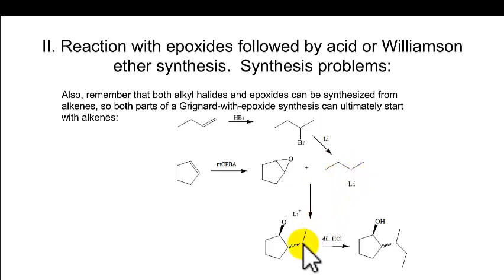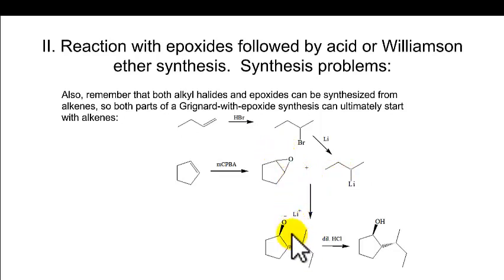Now one thing that looks difficult, fancy here, is that you get this trans relationship between the alkoxide and the new carbon group that you've added onto that carbon. And that's just because this is on a ring. So basically here's what happens. If you have an epoxide on a ring, when the new Grignard attacks the back of it, you end up with the oxygen on the front of it.